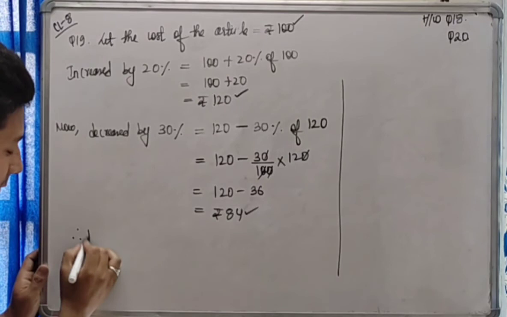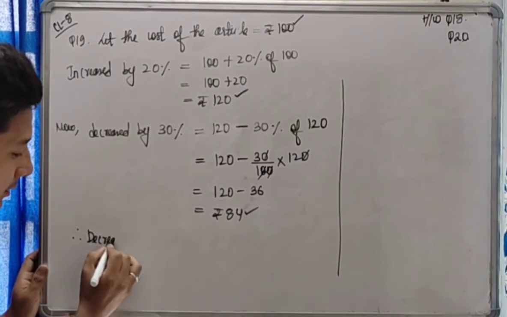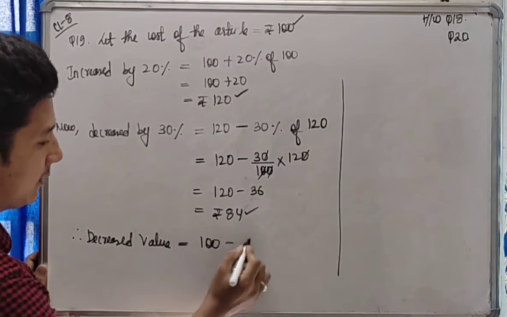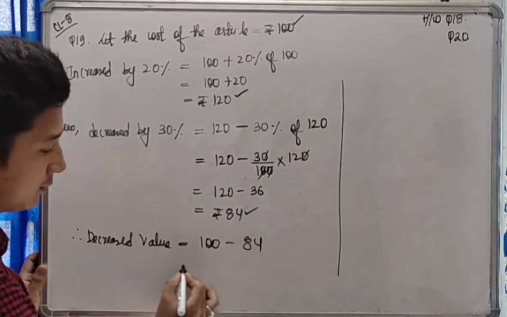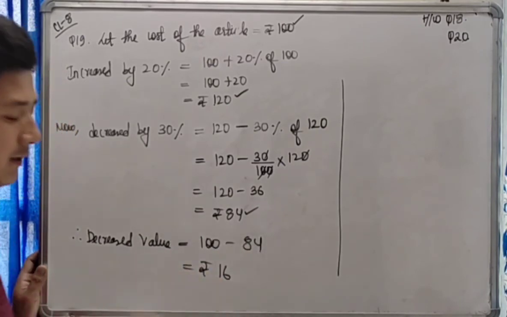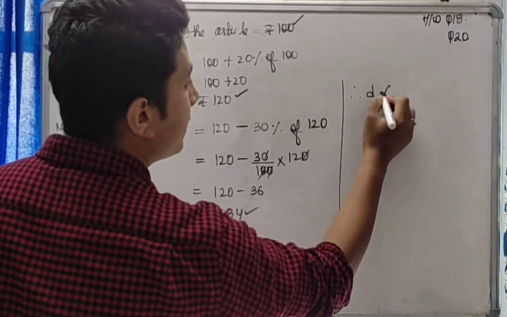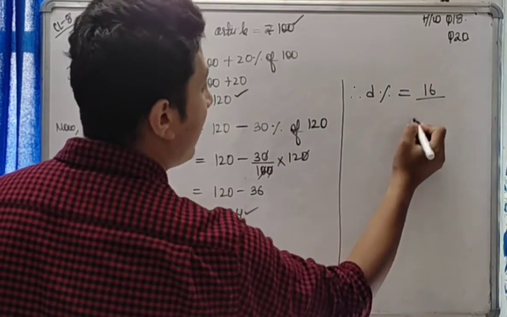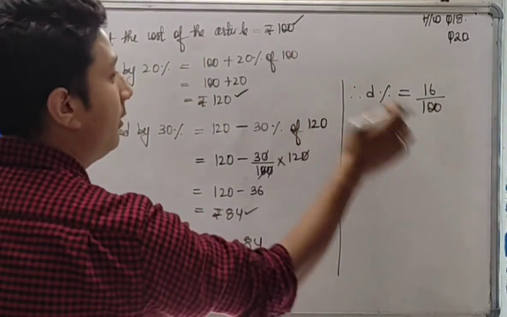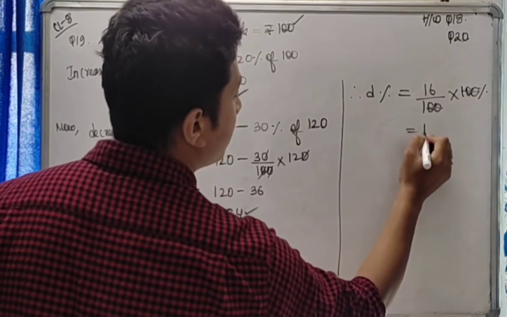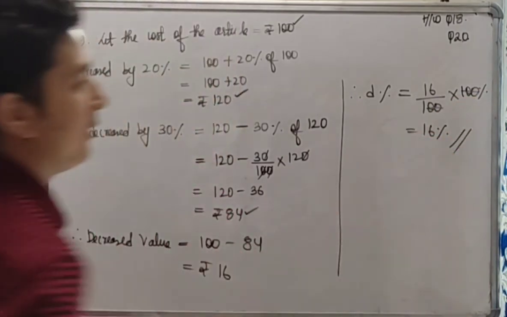Okay, so how much is the decrease? It was 100 and now I am getting 84, which means rupees 16 is the decreased value. So what is the percentage change? Decrease percentage is given by the decrease in value divided by the original, into 100%. So 100 is gone, so 16% is the decrease.